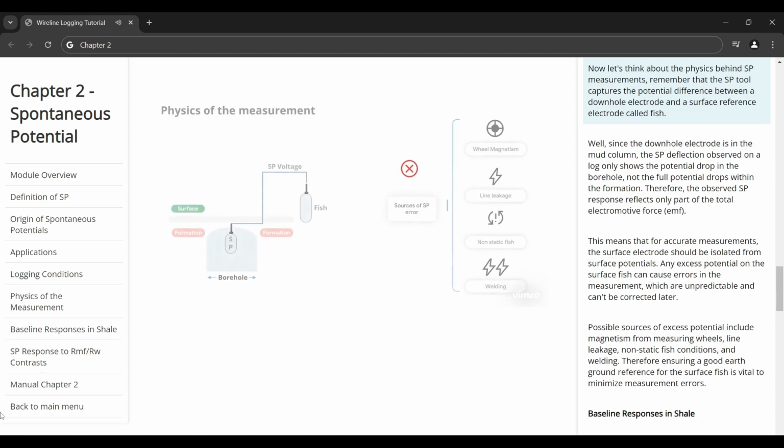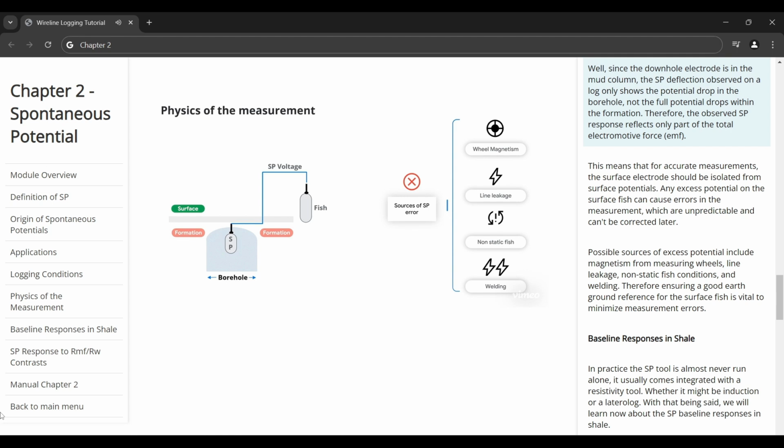Now, let's think about the physics behind SP measurements. Remember that the SP tool captures the potential difference between a downhole electrode and a surface reference electrode called the fish. Since the downhole electrode is in the mud column, the SP deflection observed on the log only shows the potential drop in the borehole, not the full potential drop within the formation. Therefore, the observed SP response reflects only part of the total electromotive force.